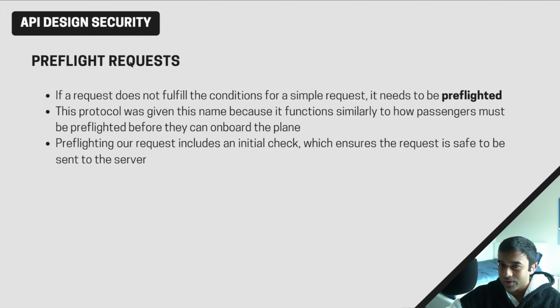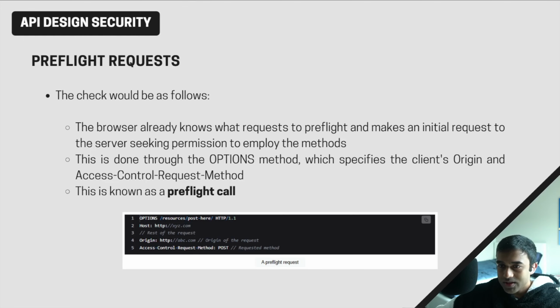Now let's talk about pre-flight requests. If a request doesn't fulfill the conditions for a simple request, it needs to be pre-flighted. This protocol was given this name because it functions similarly to how passengers must be pre-flighted before they can onboard the plane. Pre-flighting our requests includes an initial check, which ensures the request is safe to be sent to the server. So the check would be as follows.